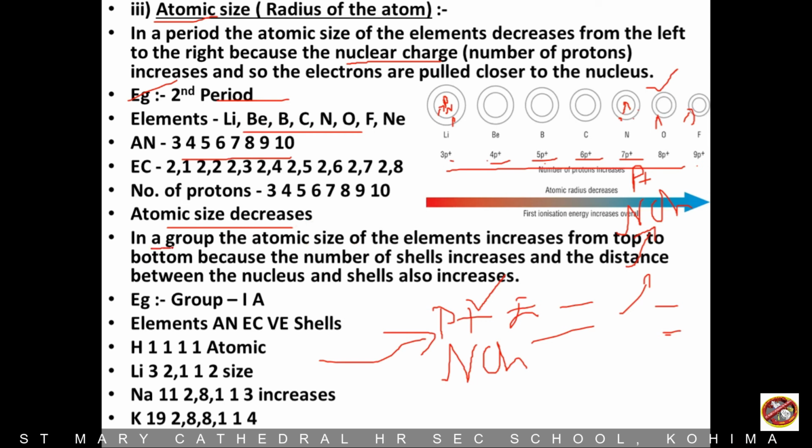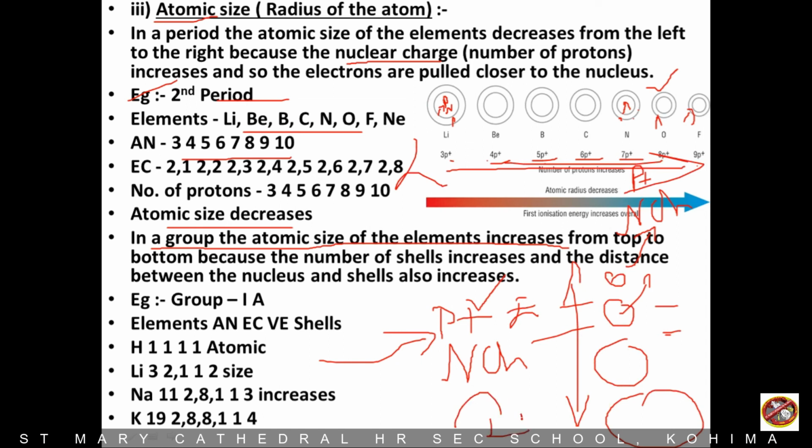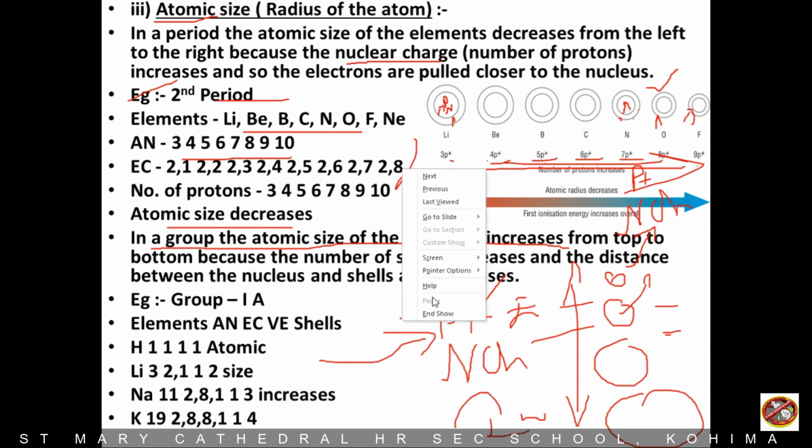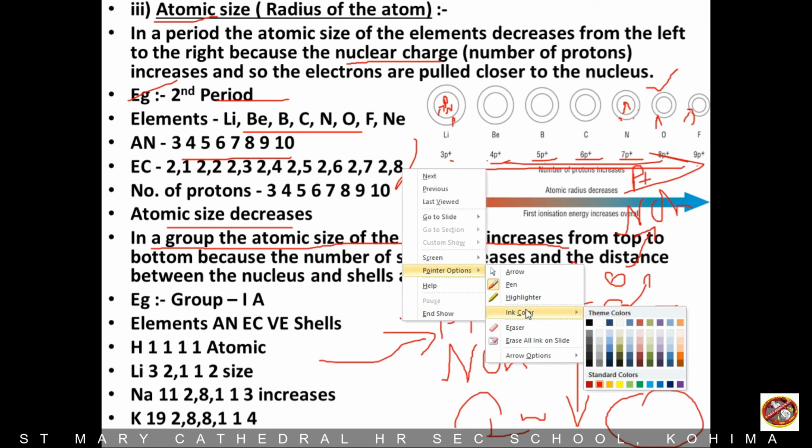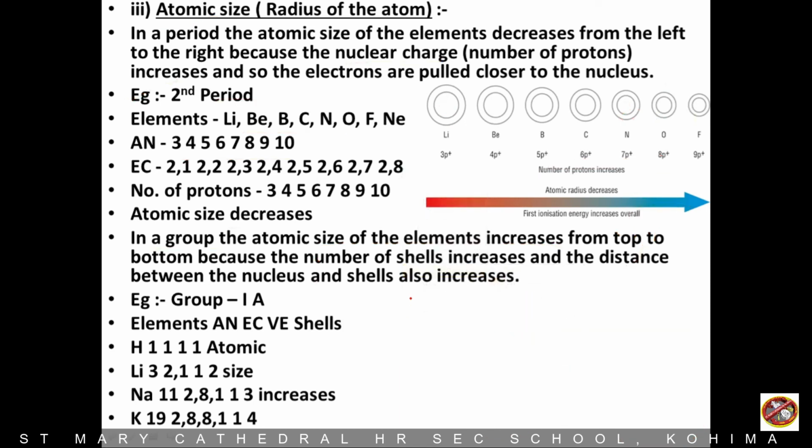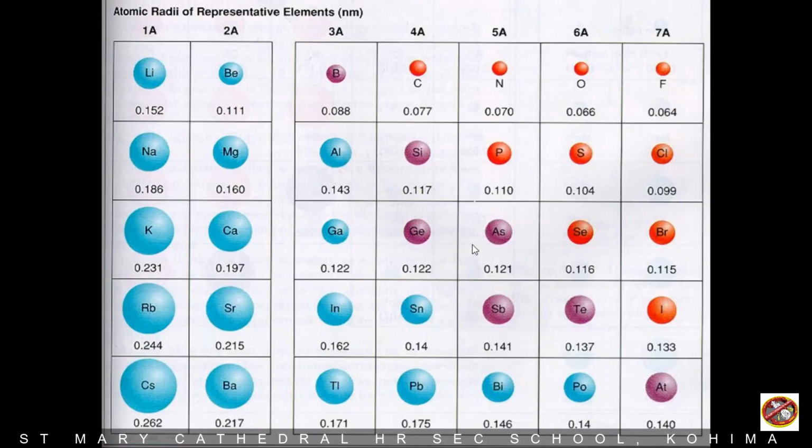Now when we talk about a group, the atomic size of the elements increases from top to bottom. From top to bottom the atomic size will keep on increasing. When we go from left to right, it will decrease. Since more valence shells are included in the periodic group, the size increases. Just check out the atomic radii over here: when the number increases, the size gets reduced.